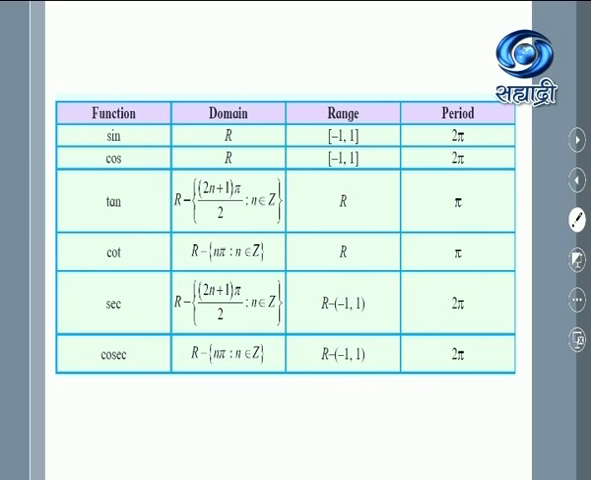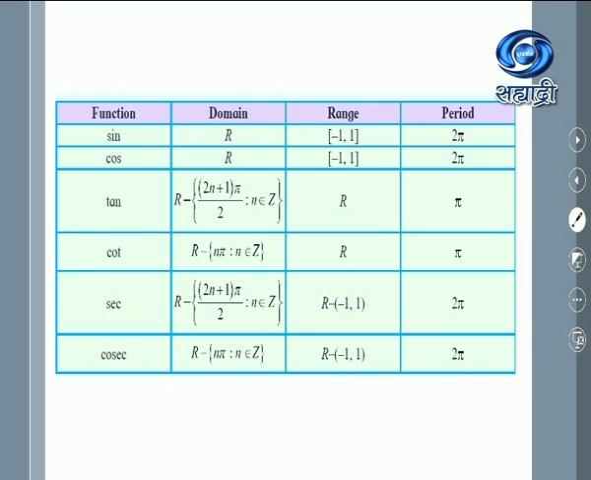Now this you already did in standard 11. This is the list of the functions we have with their domain and the range. And this is the period of the function. Period means after some interval of length, the values of the trigonometric functions repeat. Those are called the periods of the function.